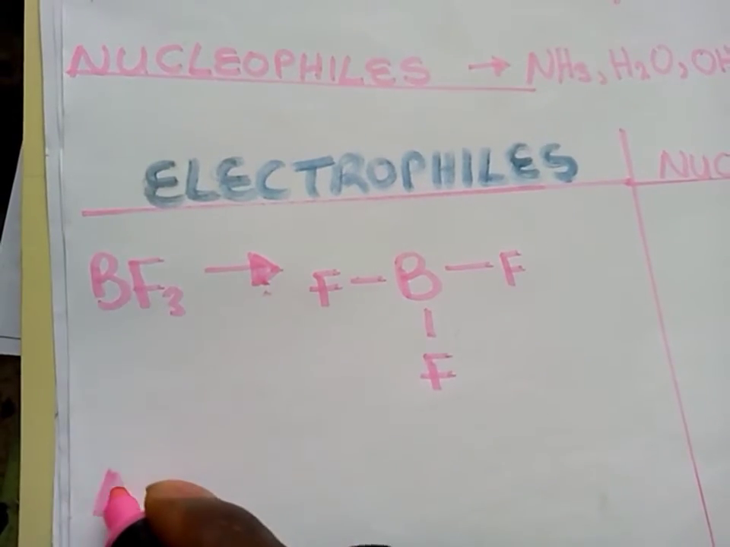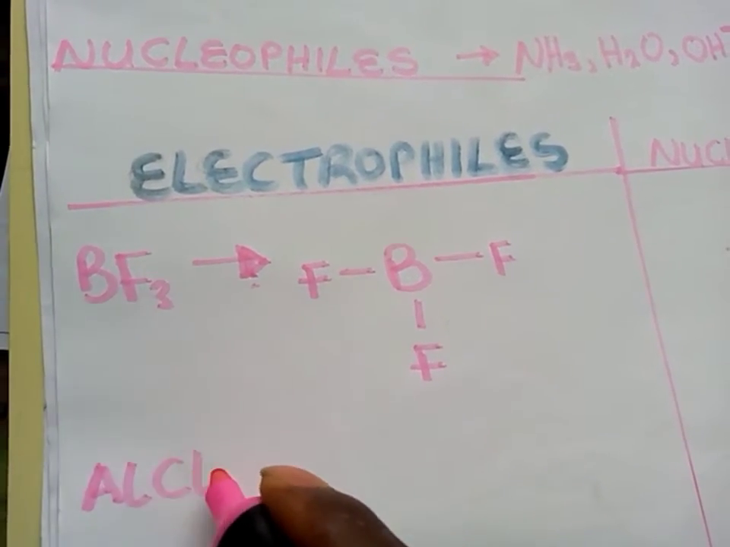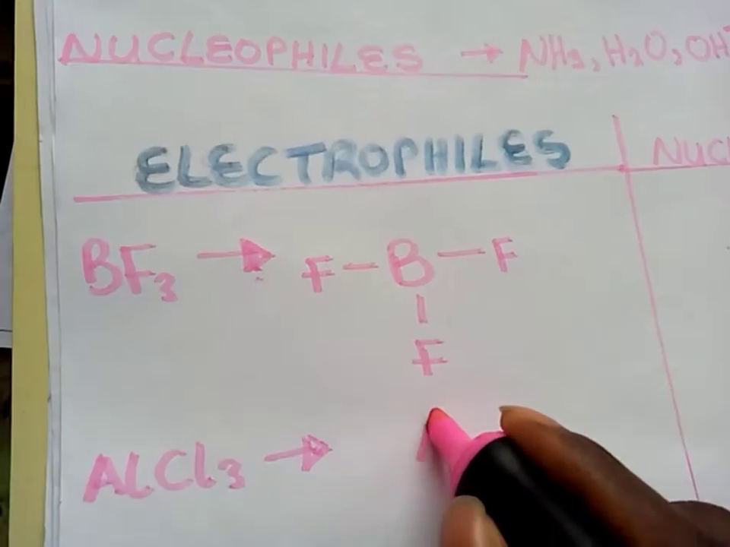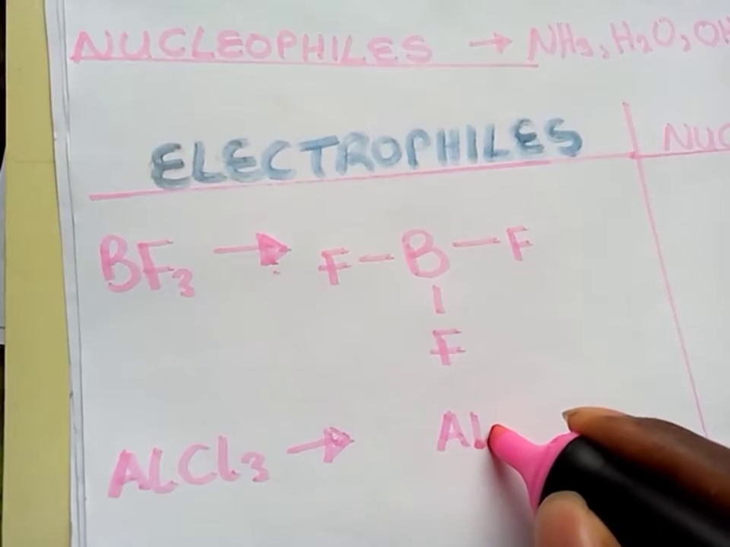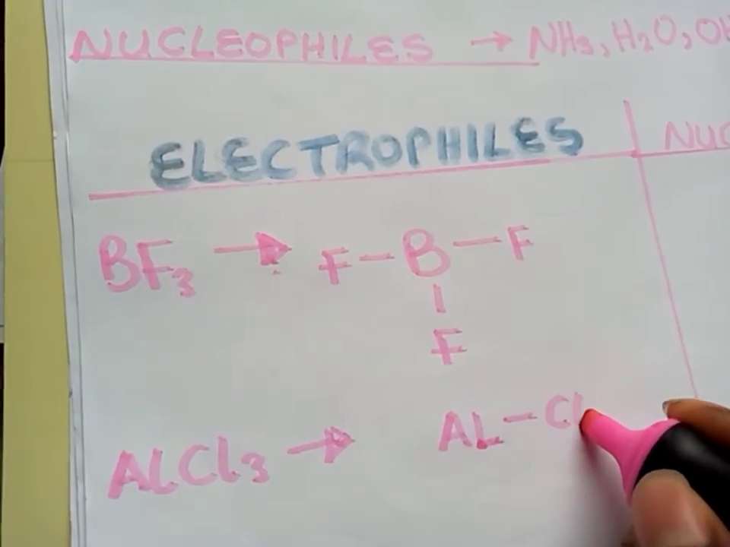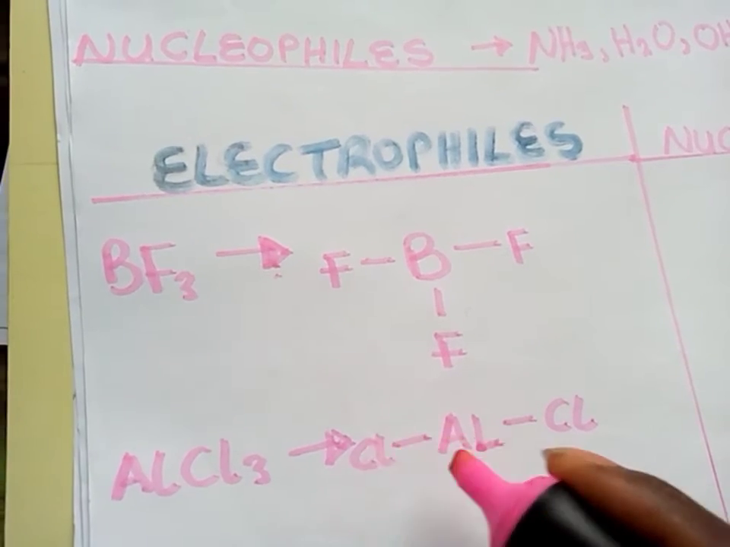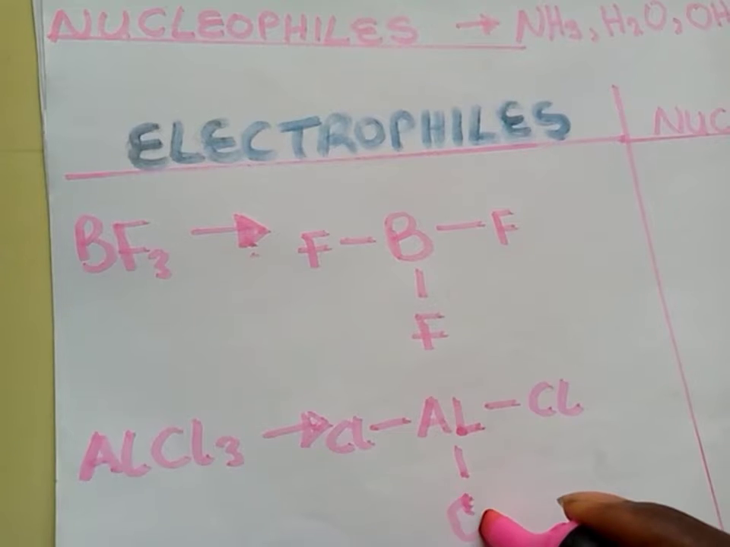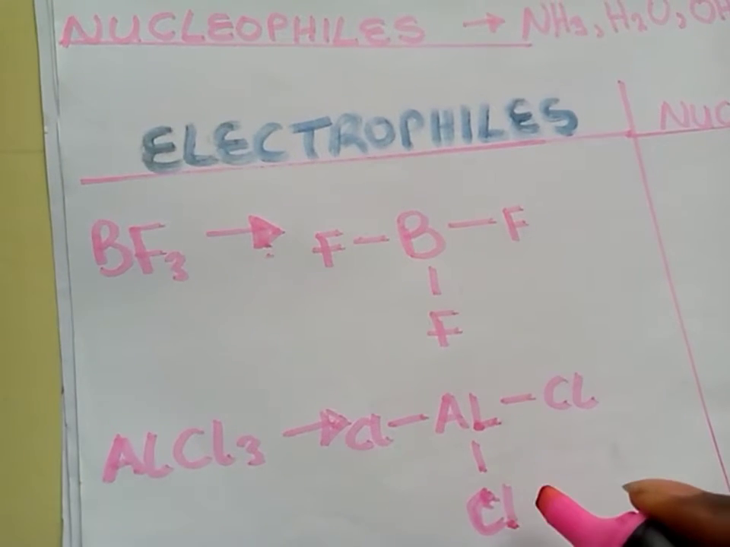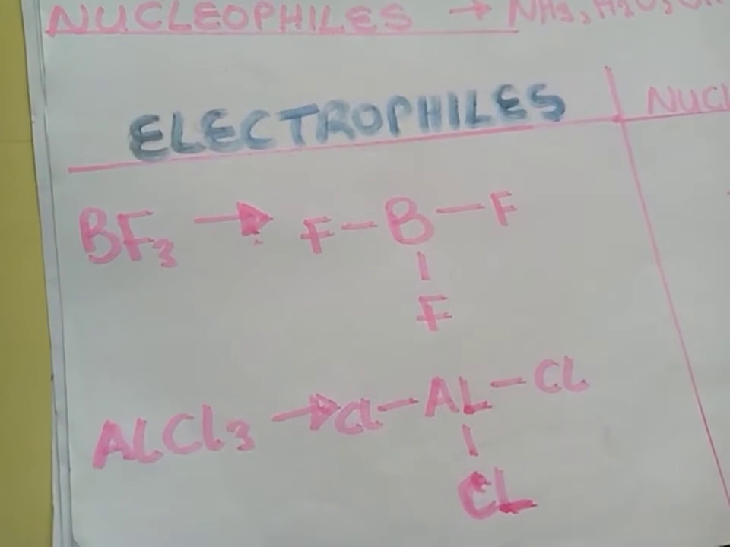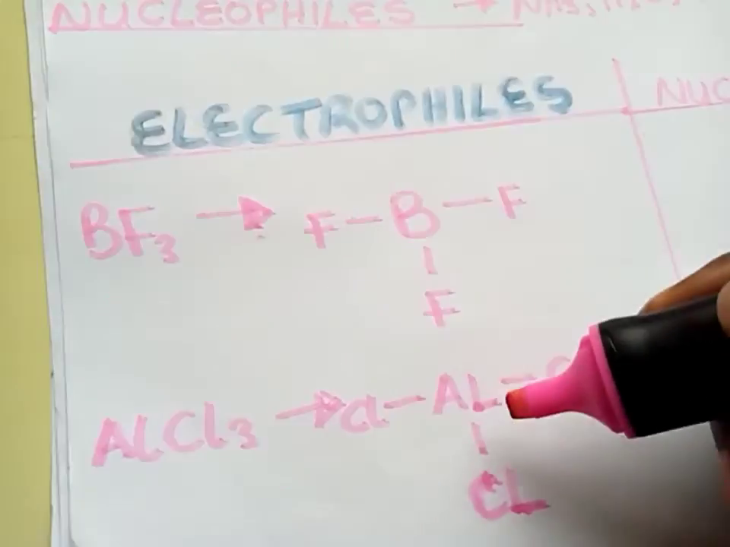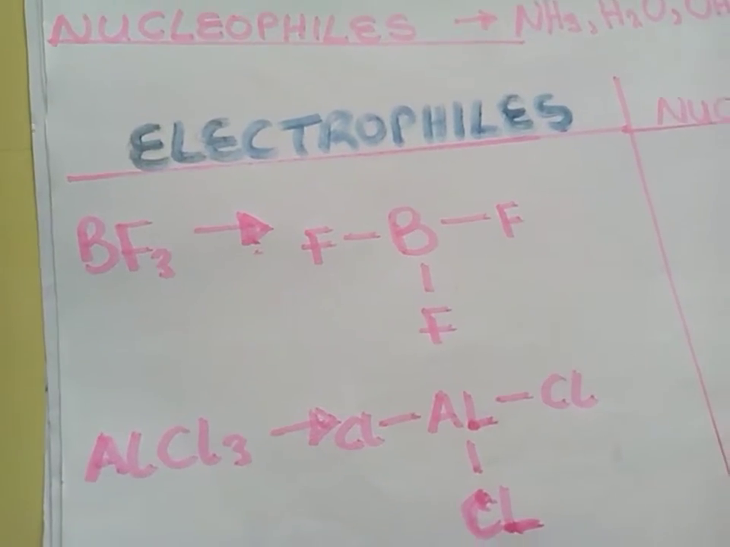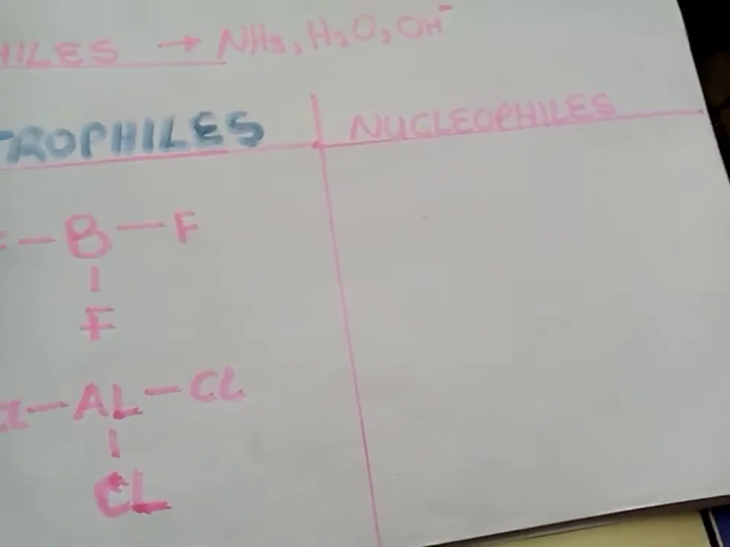So let's have a look at aluminum chloride. This is the structure. It has 3 chlorides attached to it. So as you can see, they don't have lone pairs of electrons and they need electrons. That's why they are called electrophiles. So let's have a look at examples of nucleophiles.